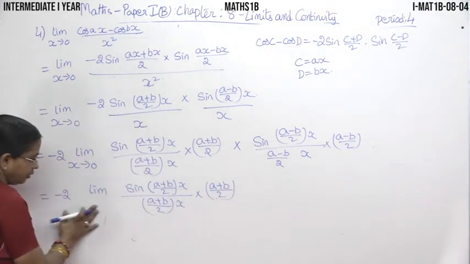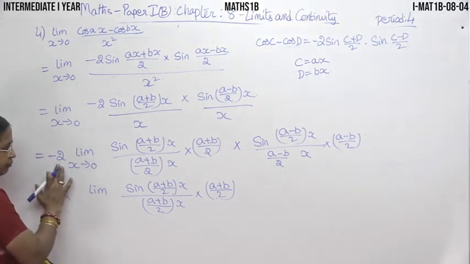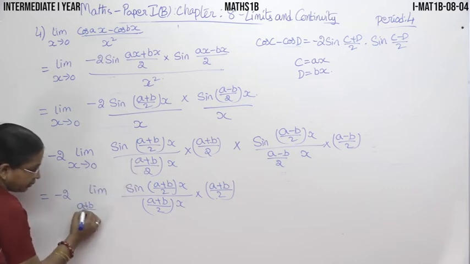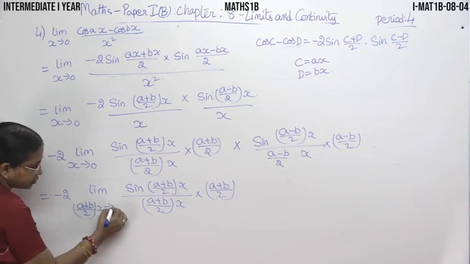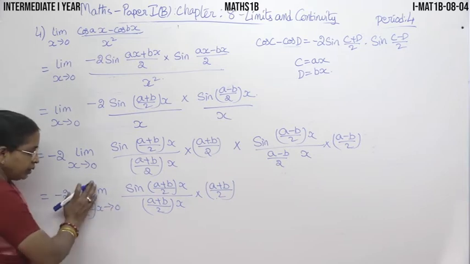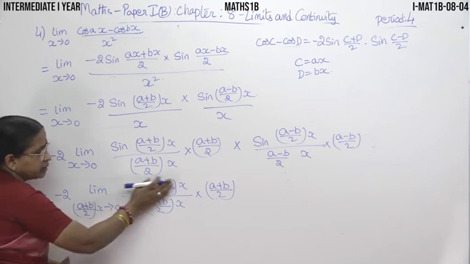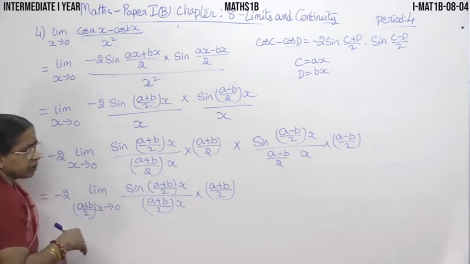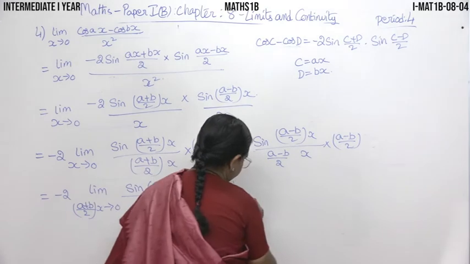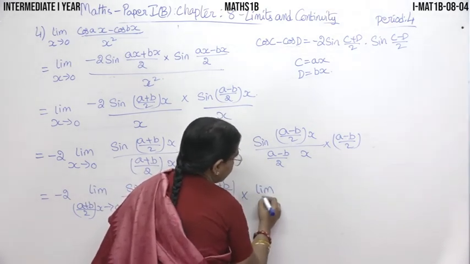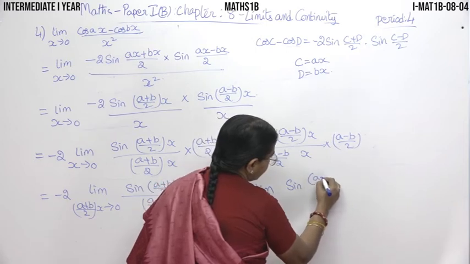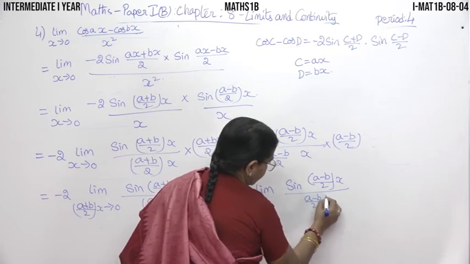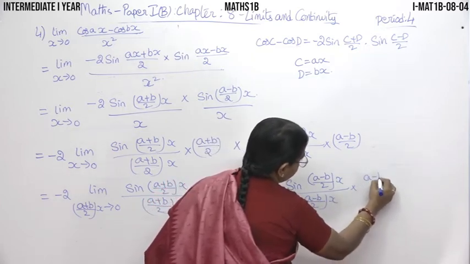And then here as x tends to 0, when you multiply on both sides by a plus b by 2, then you will get (a plus b) by 2 into x also tends to 0. So now this is in the form limit theta tending to 0 of sine theta by theta. This limit will be equal to 1. This is a constant, we can write outside. Now in the same way we'll write the limit for this separately. So limit of sine of (a minus b) by 2 into x by (a minus b) by 2 into x into a minus b by 2.